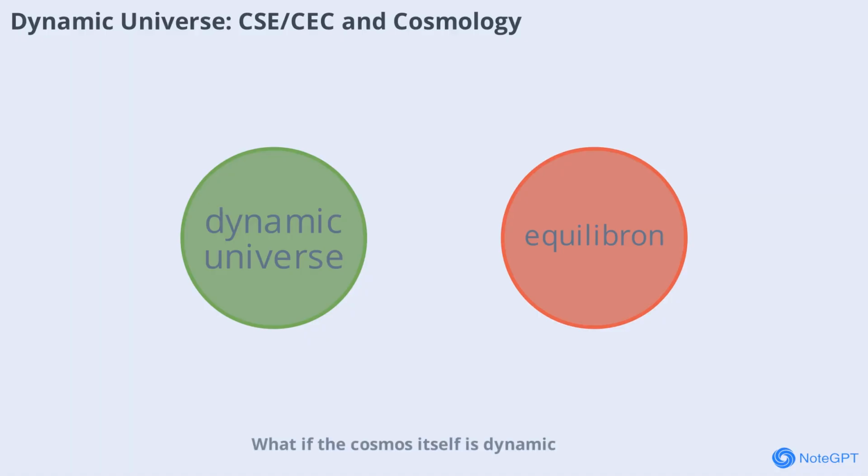But what if the cosmos itself is dynamic, its shape and size changing in response to CSE-CEC fields? In the speculative model, CSE is the local source of imbalance, while CEC, or the equilibrium field, modifies the geometry, making the universe's scale and curvature adaptive like an elastic sheet. This idea bridges information, energy, and geometry, suggesting that the universe self-organizes in response to equilibrium signals, much like an amoeba changes shape.